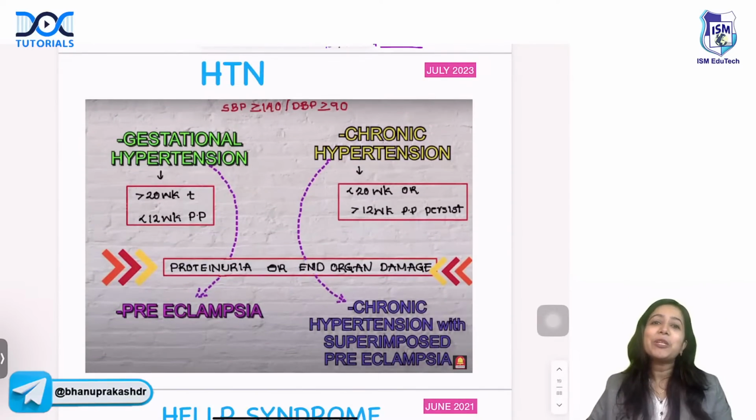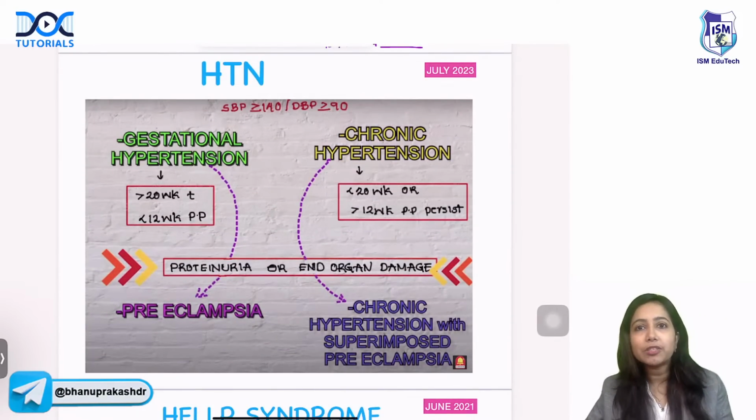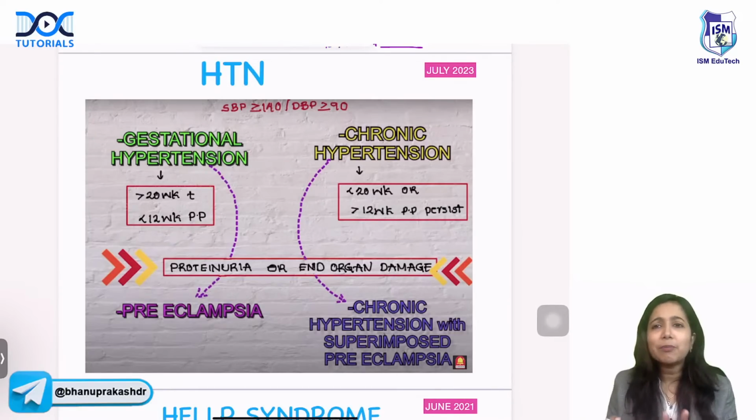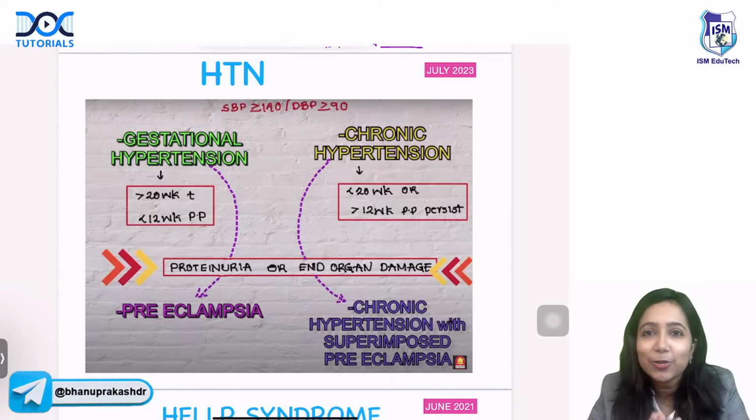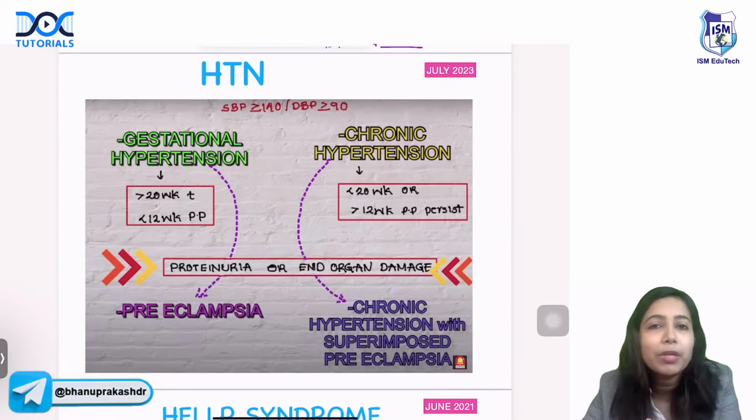So coming to hypertension. Again, this is basically a slide from my YouTube session as well. This is a simplified way in which you can remember the classification of hypertension. Do not worry, I'll explain it to you. So hypertension, basically we have four types, actually five types. The types include gestational hypertension, chronic hypertension, preeclampsia, and chronic hypertension with superimposed preeclampsia.